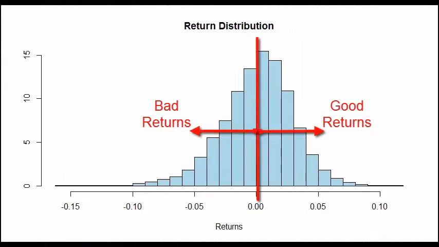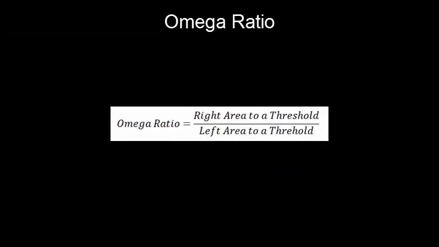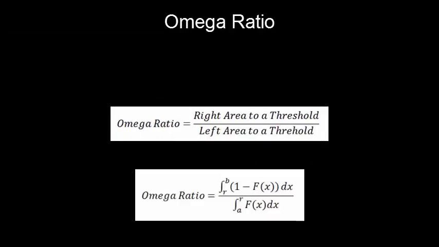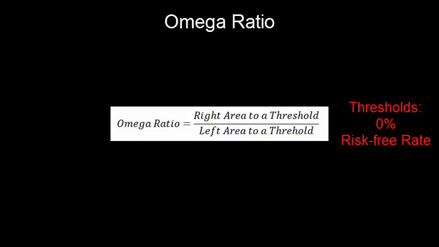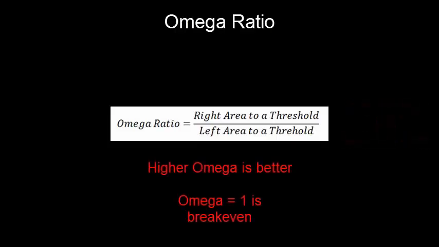The omega ratio is designed to remove any distribution assumptions by simply measuring the probability of good versus bad returns. It is calculated by dividing the area to the right of a given threshold by the area to the left of this threshold. Thresholds are commonly 0% or the risk-free rate of return. Ratios above 1 indicate profitability potential, while ratios below 1 would be considered unprofitable.